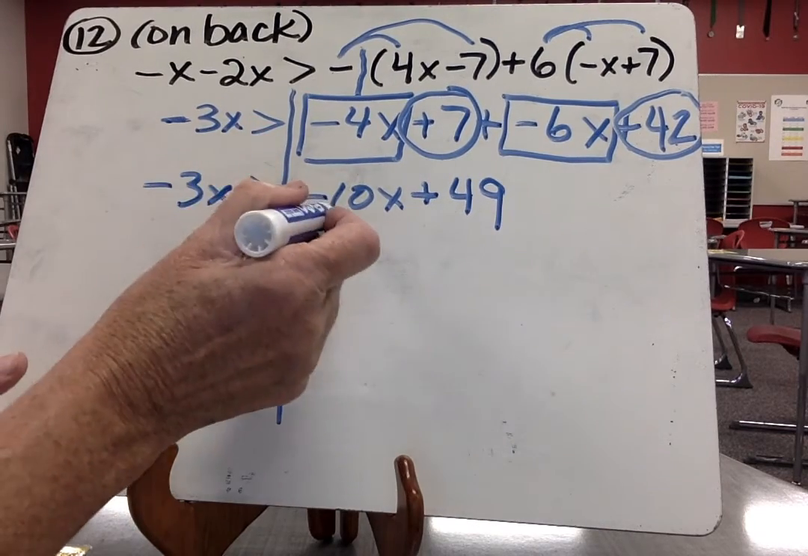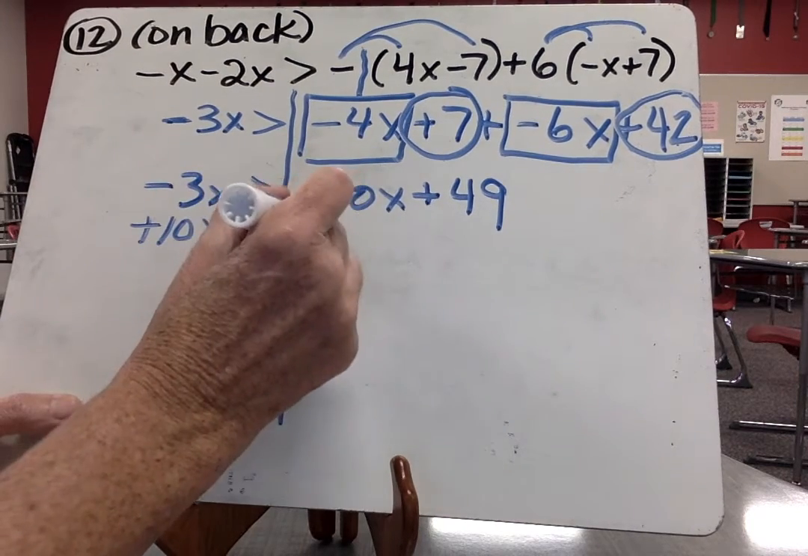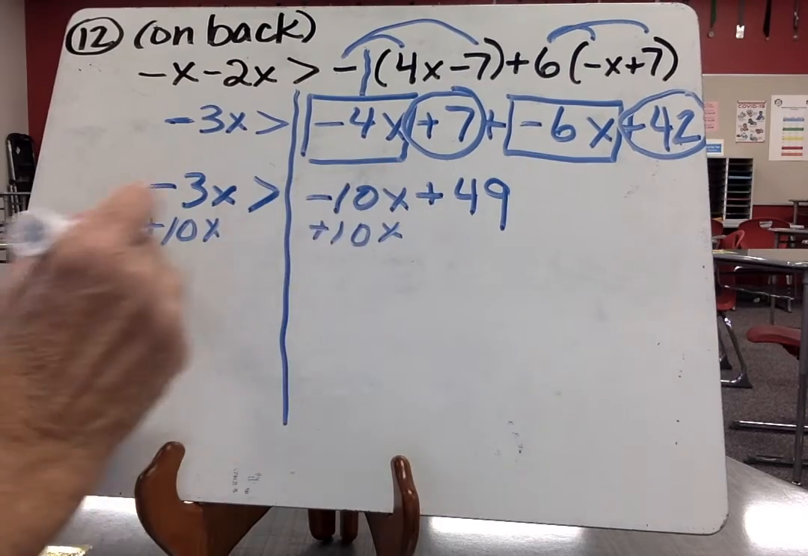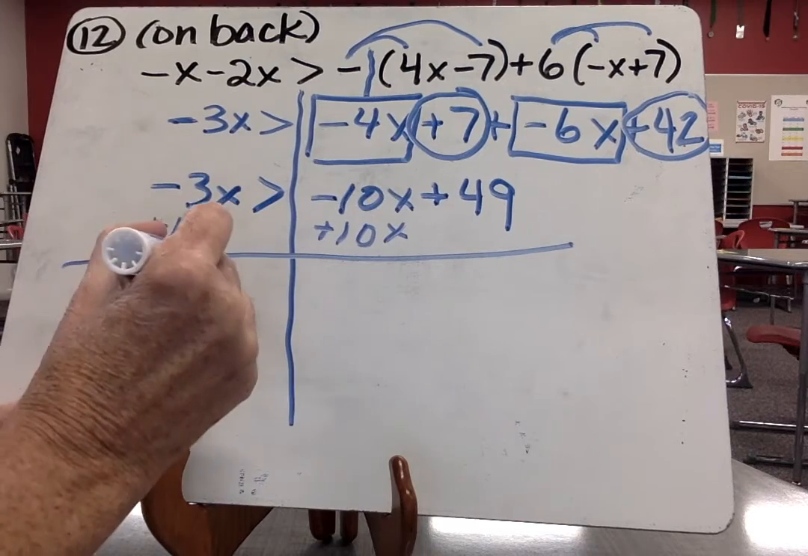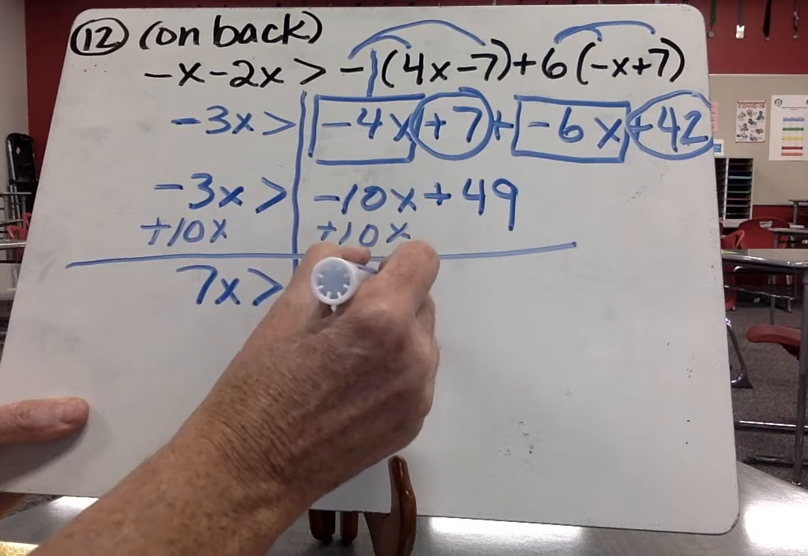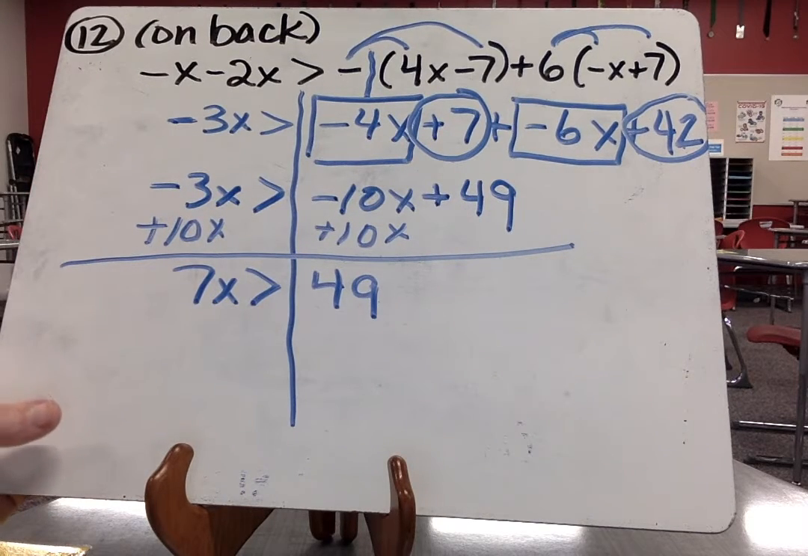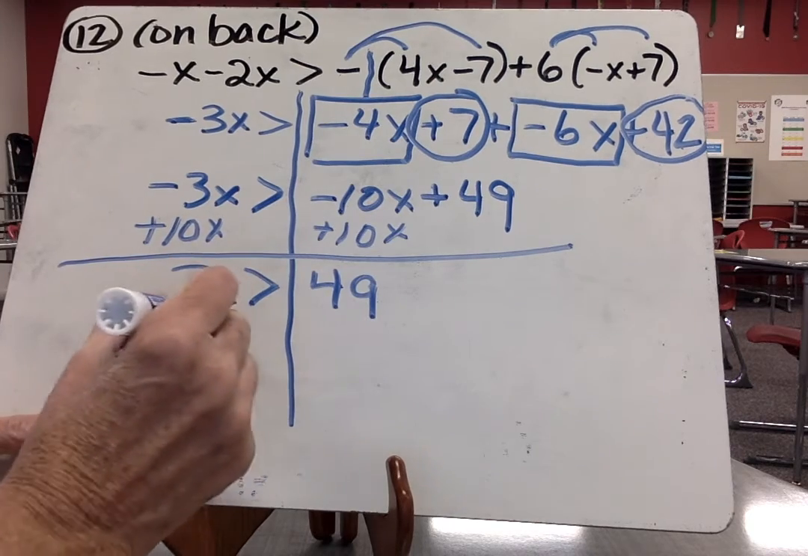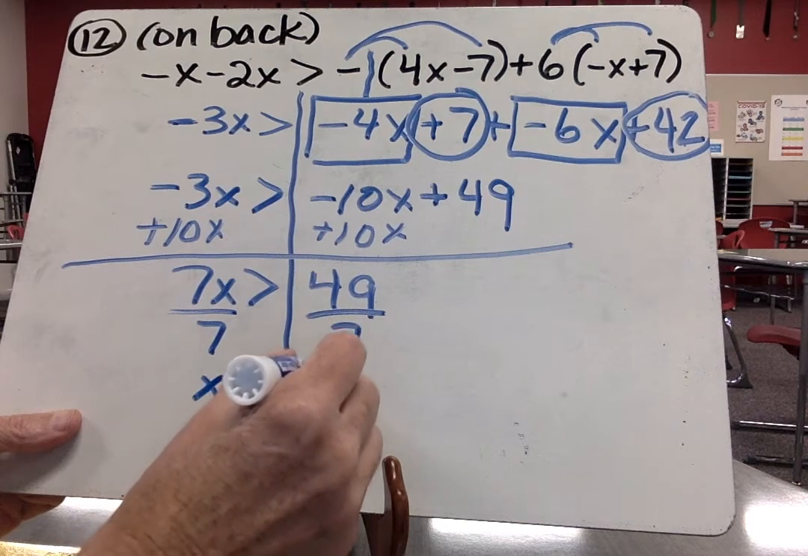Now I want to get negative 10x to this side, so I'm going to add 10x here, add 10x here. Negative 3x plus 10x is 7x, and I'm going to put greater than 49. Okay, I never had to change the sign again throughout this whole thing. I didn't divide or multiply by a negative or do the reflexive property. Now I'm going to divide by 7, and x is greater than 7.